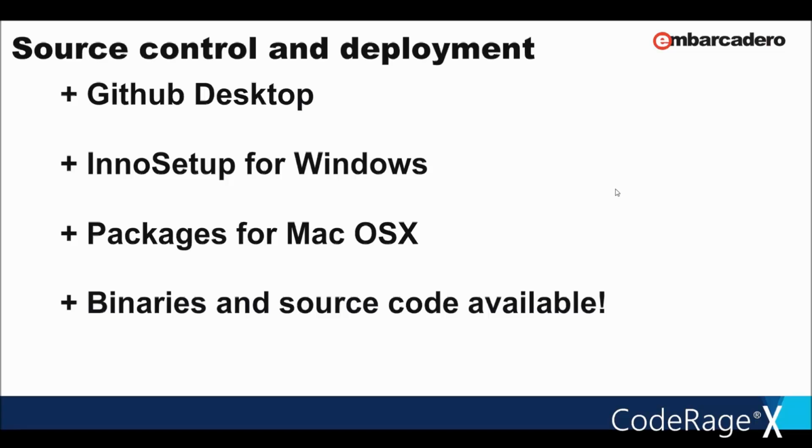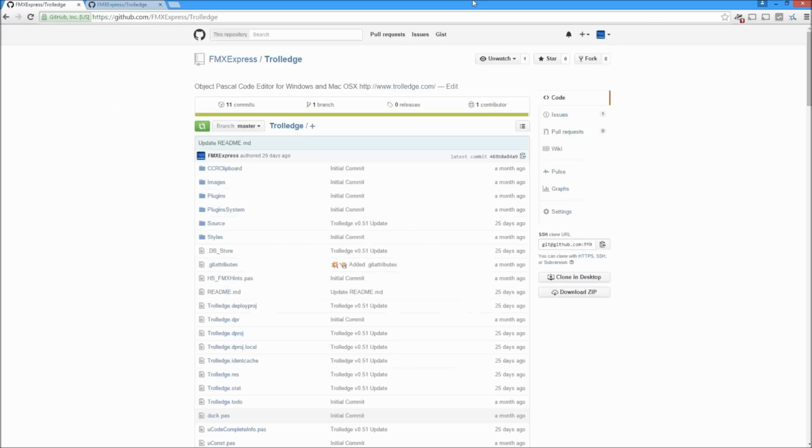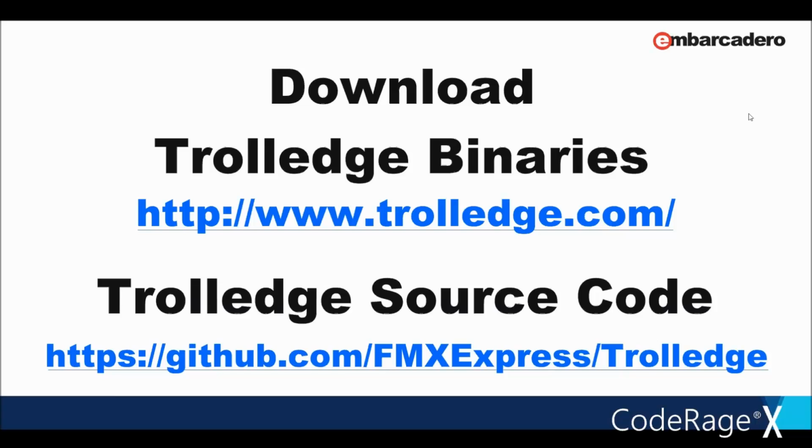The TrollEdge source code is available now on GitHub, and you can download the installers for the TrollEdge prototype from trolledge.com. You can file bug reports in the issues section on GitHub at github.com/fmxexpress/trolledge. Here is that website right now. You can see the source code, and then if you scroll farther down, you'll get to the features, and you can see all the features for TrollEdge. Here is the link to the binaries and the source code.